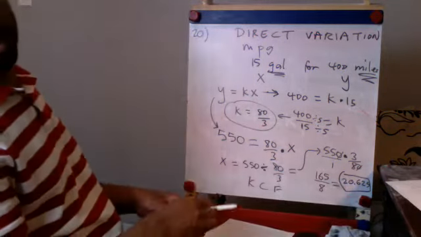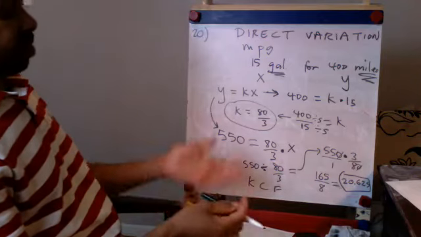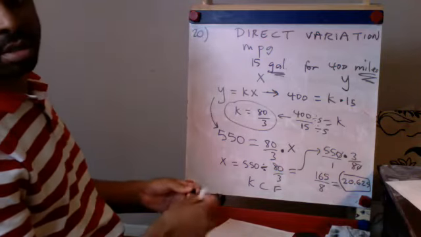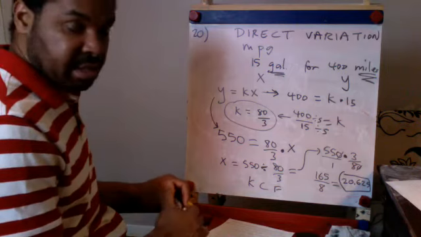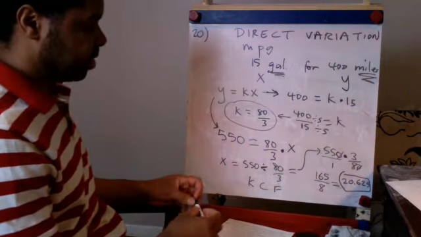Don't assume because we have a decimal there's anything wrong with the problem. A decimal is a number too. Decimals and fractions are also numbers, and that's our answer.